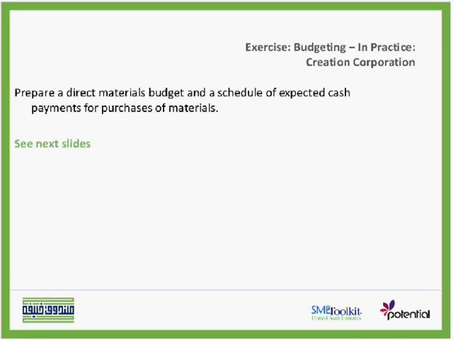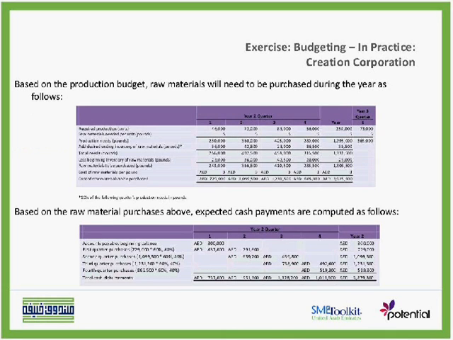So again, we have to prepare a direct material budget. We're just going through the process again. To prepare a direct material budget and a schedule of expected cash payments for purchases of material, let's look at this slide. Based on the production budget, we have to see how much raw material we need, how much to pay for this raw material, and how much is our expected cash disbursement. First of all, the required production is 46,000 units.